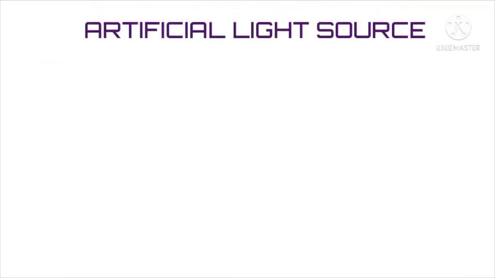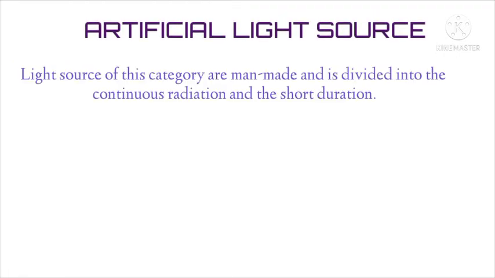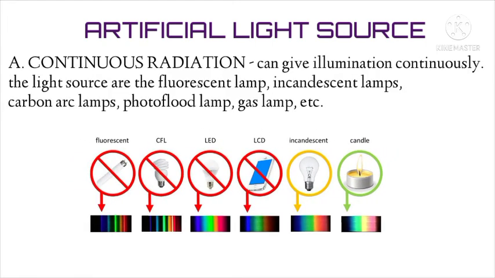Next is artificial light source. Light sources of this category are man-made and are divided into continuous radiation and short duration. Continuous radiation sources are those that can give illumination continuously. The common light sources of this kind are the fluorescent lamp, incandescent lamps, carbon arc lamp, photoflood lamp, gas lamp, and etcetera.